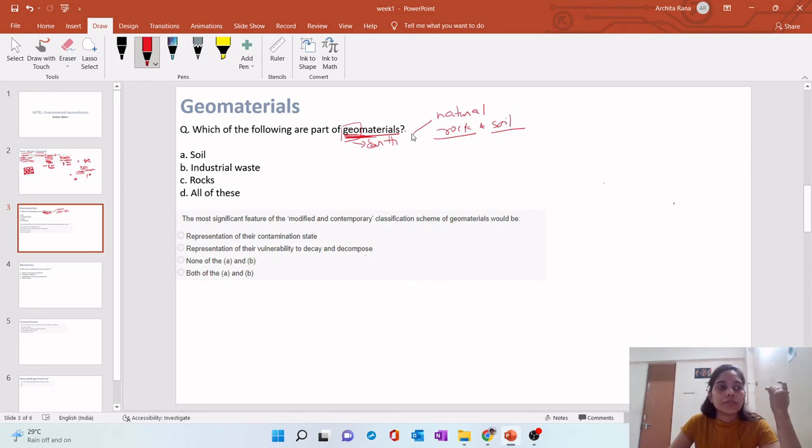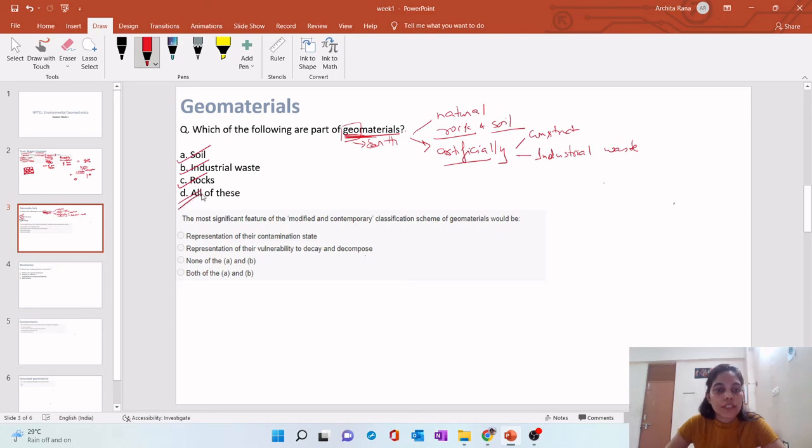But what about artificial rocks, artificial soil? Soil can be made in a laboratory, or soil can be modified as well. So the new definition of geomaterial is natural as well as artificially generated substances, for example, during construction or as a part of industrial waste. All of this comes under geomaterial, which we study as geotechnical engineers. So what are the parts of geomaterials? Rocks and soils are already there, but industrial waste is also a part of geomaterial.